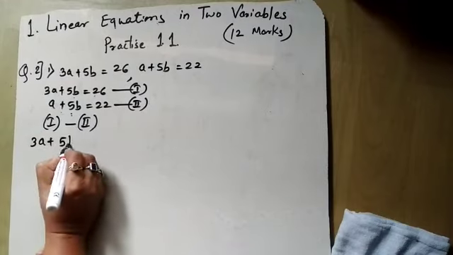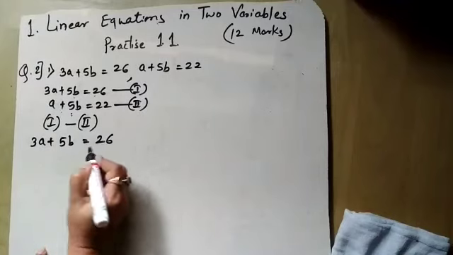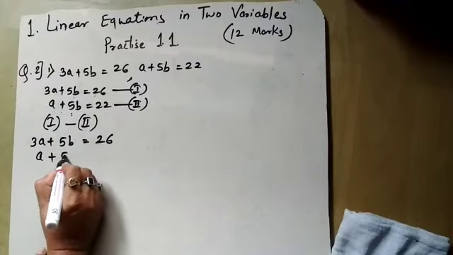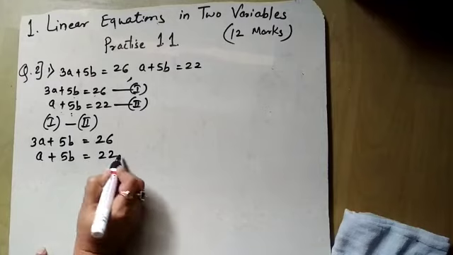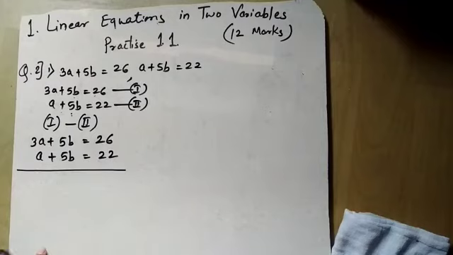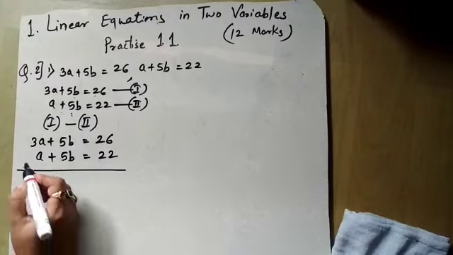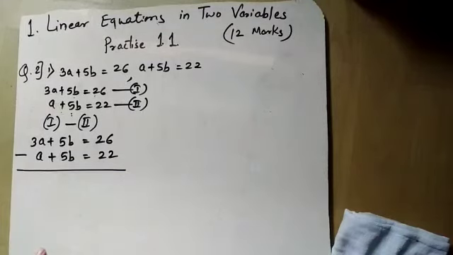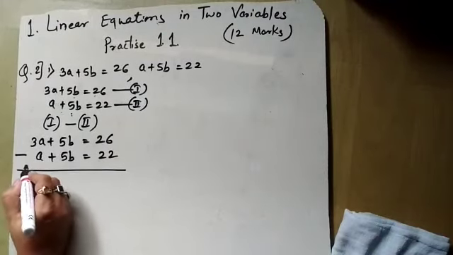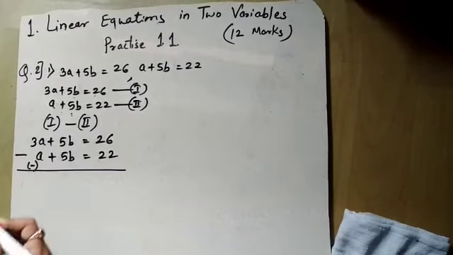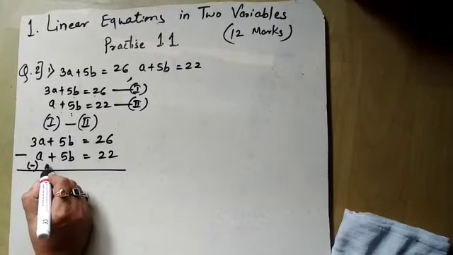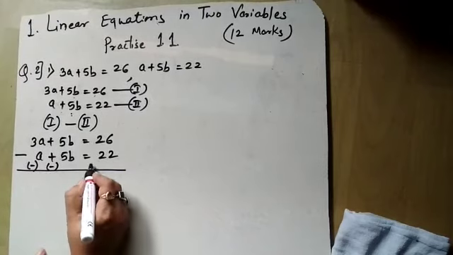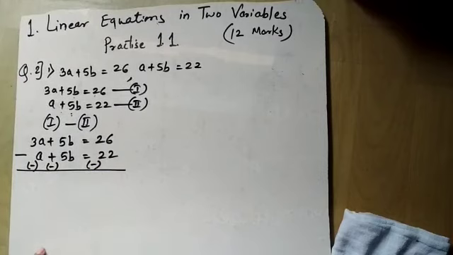3a plus 5b equal to 26. a plus 5b equal to 22. Write both the equations one below the other. We are doing subtraction, so minus sign. Then change of sign as usual. So a will become minus here, 5b also becomes minus, 22 also becomes minus.